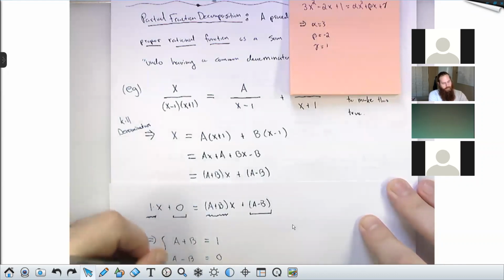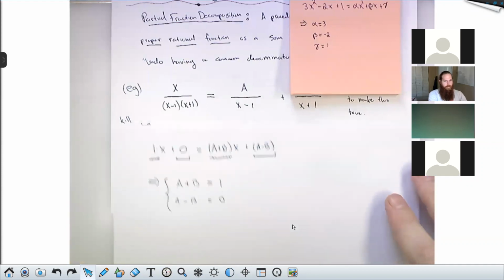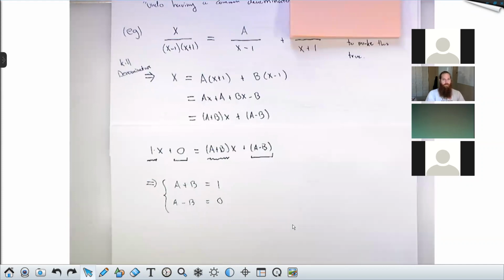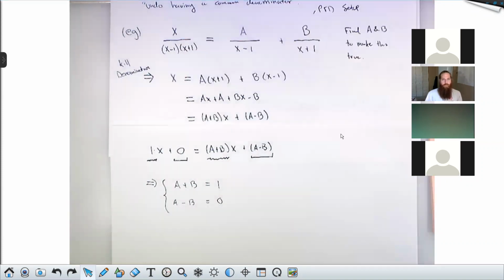And the result is a 2x2 system of linear equations, which you can then solve for the numbers a and b. Once you have the numbers a and b, you have your partial fraction decomposition. How do you solve this linear system? There's more than one right answer here. Could you use elimination?